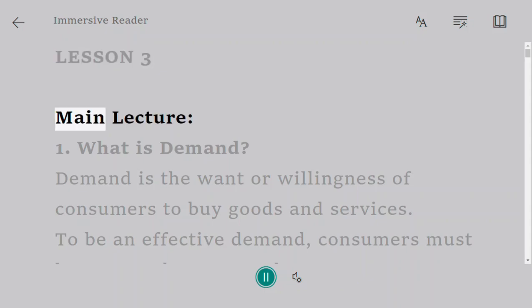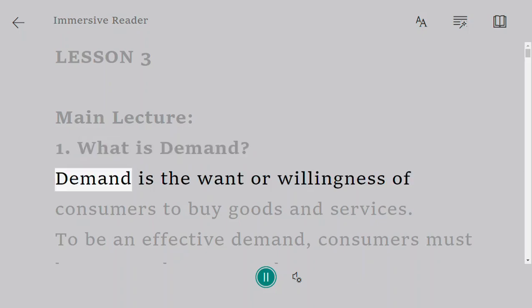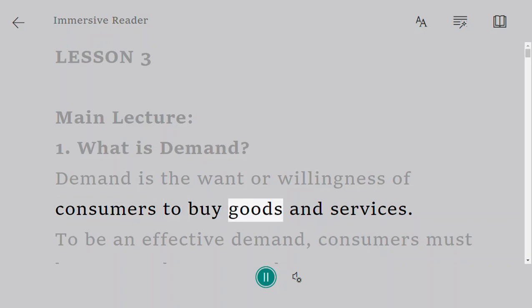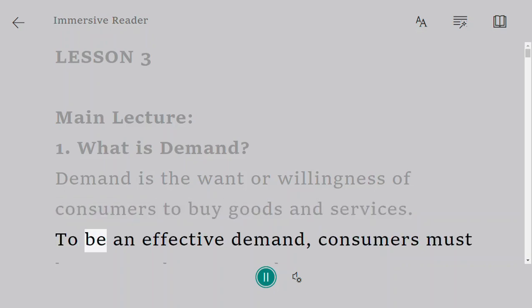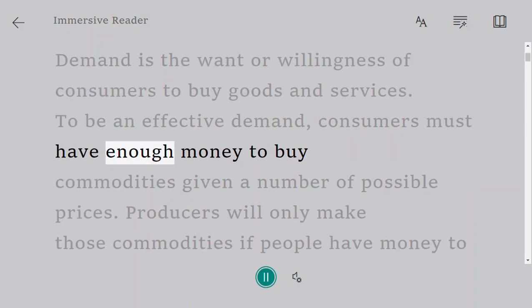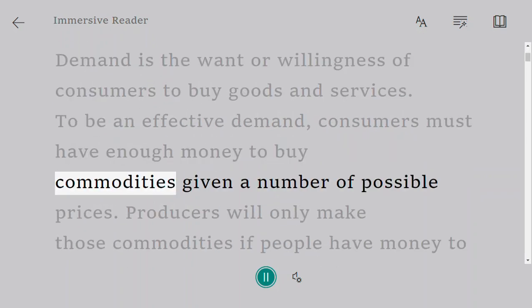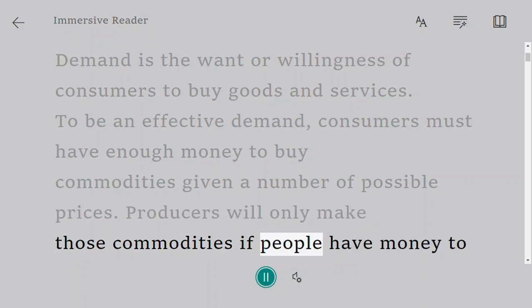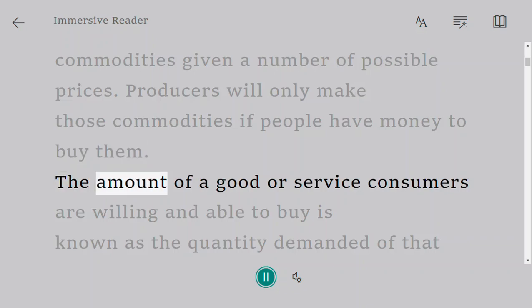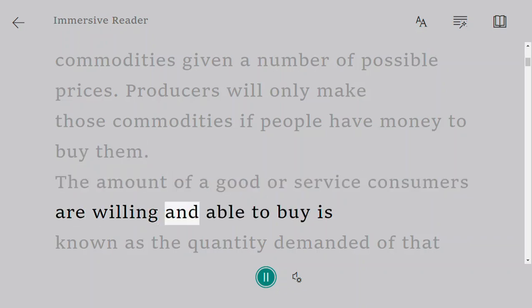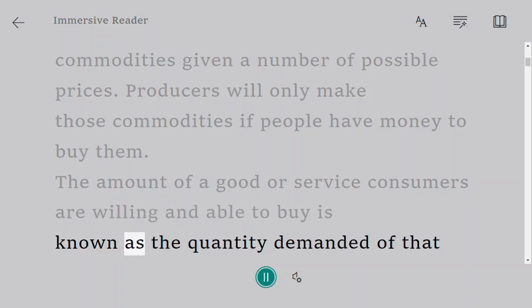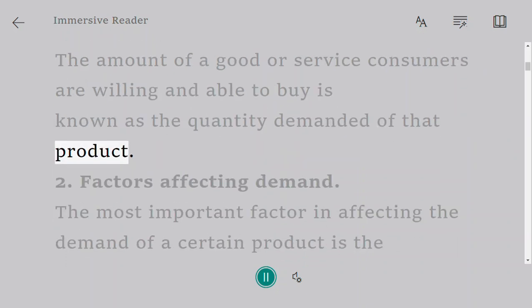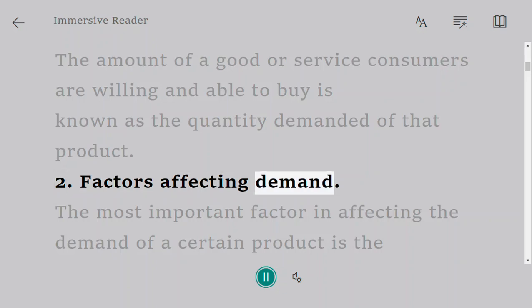3. Main lecture. 1. What is demand? Demand is the want or willingness of consumers to buy goods and services. To be an effective demand, consumers must have enough money to buy commodities given a number of possible prices. Producers will only make those commodities if people have money to buy them. The amount of a good or service consumers are willing and able to buy is known as the quantity demanded of that product.